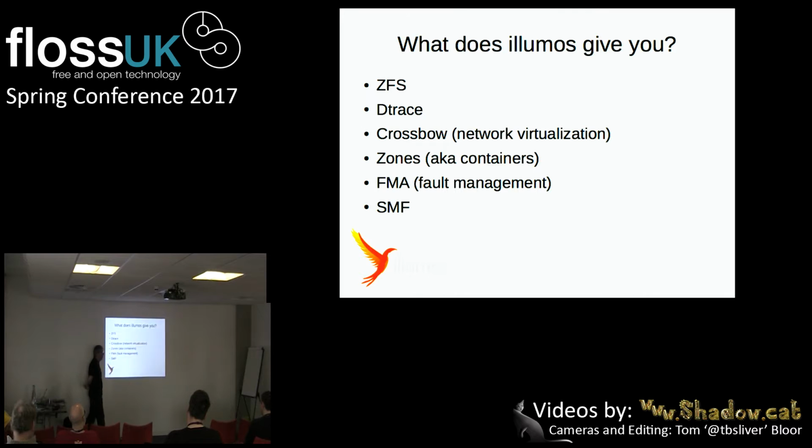FMA. This is the fault management architecture, which is basically the self-healing, the system will fix itself when it goes wrong, allegedly. Not a good acronym. SMF, the service management framework, more recently emulated by systemd for those of a Linux persuasion. 5 of those were in Solaris 10. Crossbow, which is the virtualized network stack, never made it in Solaris 10, it's in Solaris 11, it's in OpenSolaris, it's in Illumos. So those are the big ticket features, if you like.